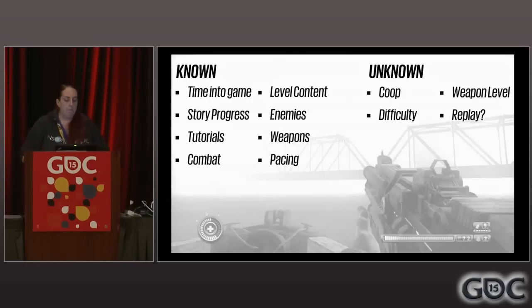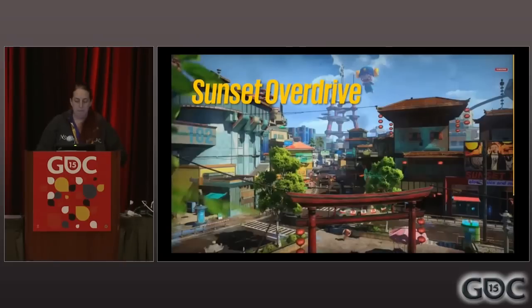But as a designer, if I were given this space and told, okay, here's your space, make all the events in this space, well, I know all this stuff about the game, so my number of variables are pretty small. There's just a few things like co-op and difficulty that I'll have to take into account, but it's pretty much a known quantity. Now take an open world game like Sunset Overdrive.